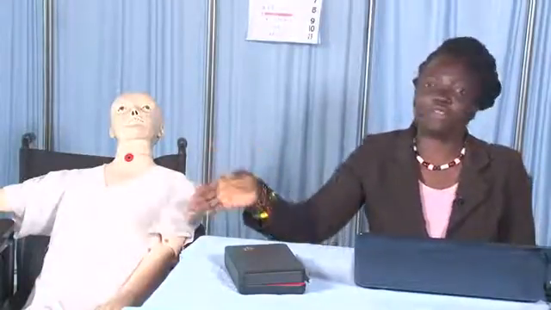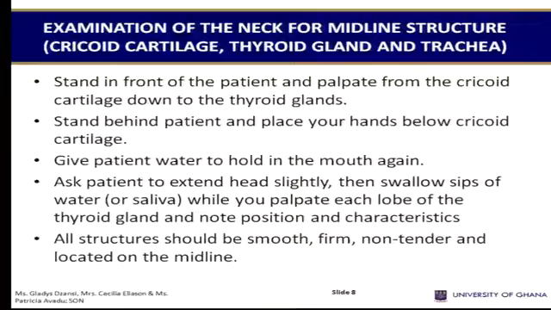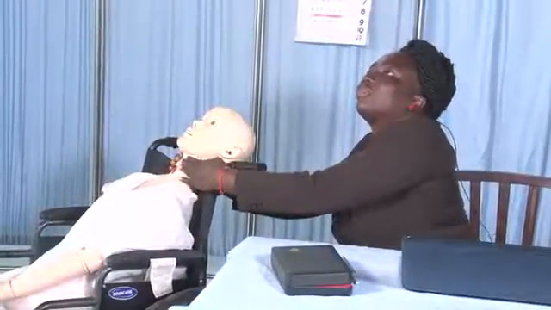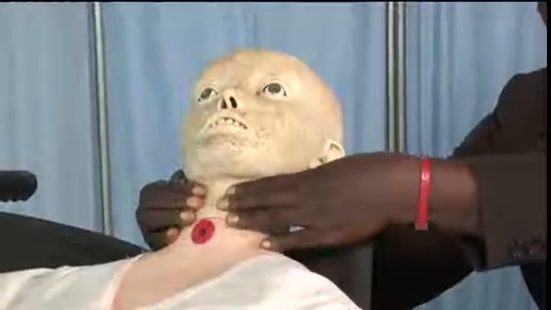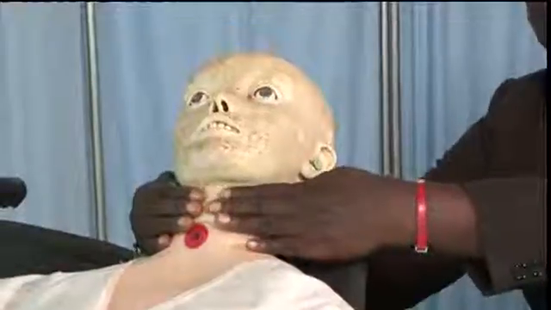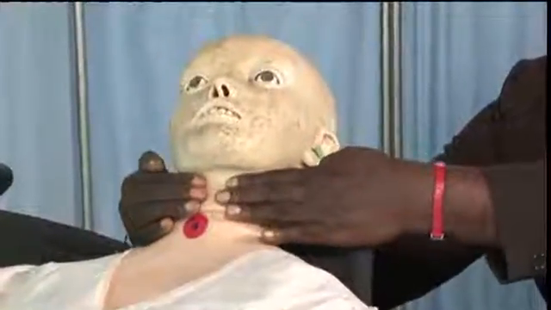Then again, you stand in front of the patient and then you palpate the cricoid cartilage down. So you palpate the cartilage down. After you have stood in front and palpated, then you go behind the patient. Whilst you are behind the patient, you ask the patient to flex the head backwards, ask the patient to swallow saliva or water which you give the patient, and while the patient swallows, you palpate and feel for the movement of the thyroid gland in the neck.